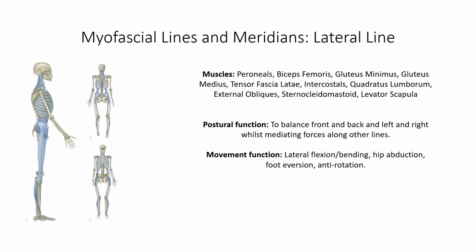Next, we have the lateral lines down the outside. The muscles involved here are the peroneals, the biceps femoris, gluteus minimus, gluteus medius, the TFL, the intercostals between the ribs, the QL, the external obliques, sternocleidomastoid, and the levator scapulae. So think of it side view, muscles down the outside.